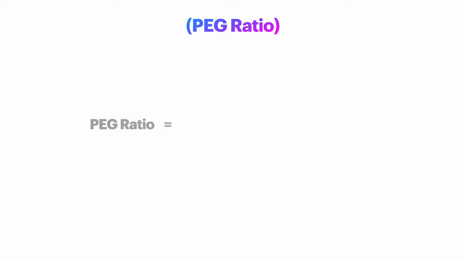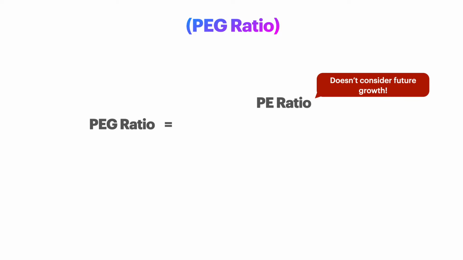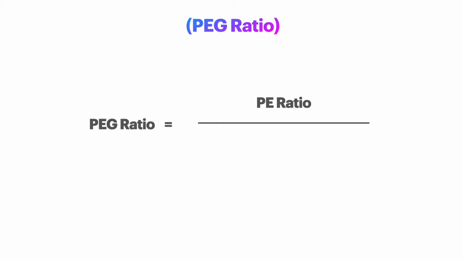To calculate the PEG ratio, the first thing we need is the company's price to earnings ratio. As we discussed in the price to earnings video, the PE ratio is the most commonly used valuation metric, but one of the major limitations is that it doesn't encompass a company's future growth into the ratio. That's the benefit of the PEG ratio. The PEG ratio also encompasses expectations for the company's growth.